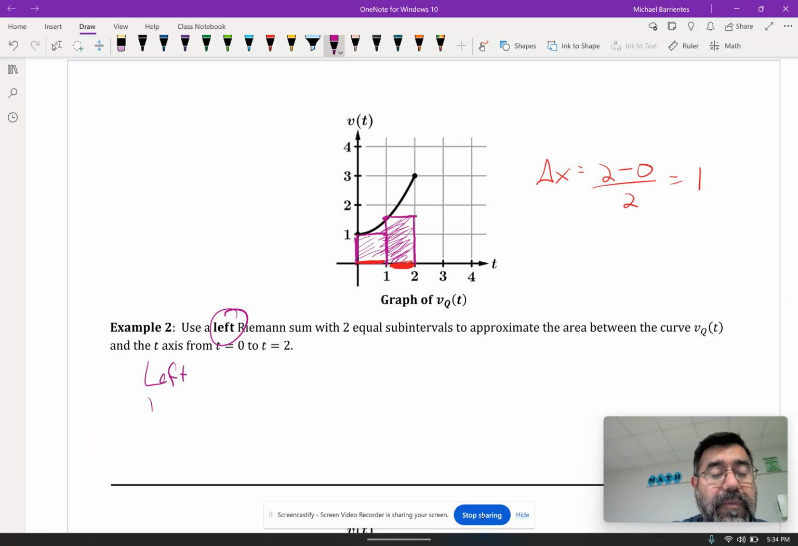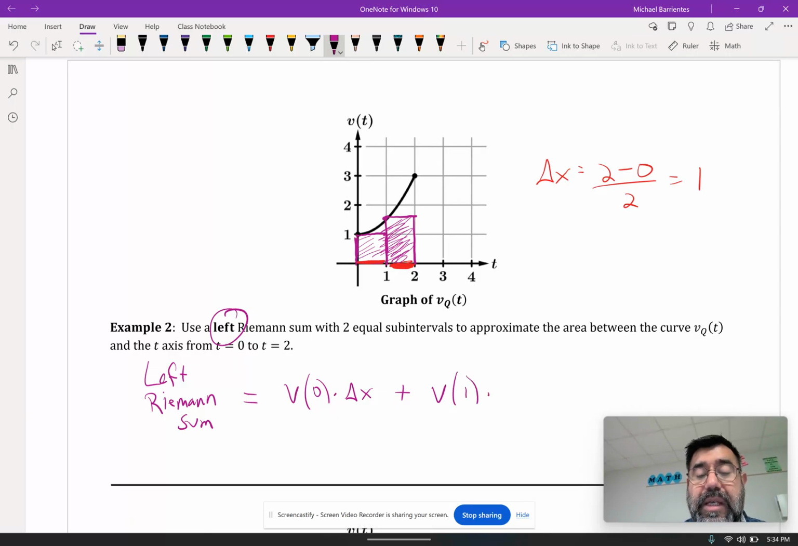Here we go. My left Riemann sum is equal to, I'm supposed to multiply the function value at the first x coordinate that we use times delta x plus the function value at the next x value that we use times delta x. This is my Riemann sum.